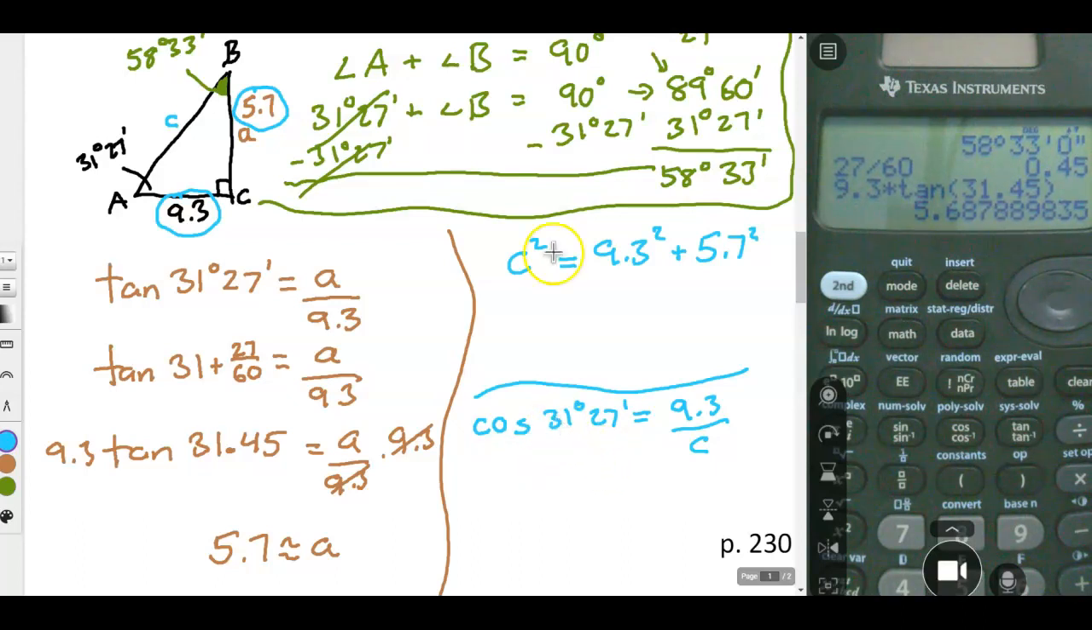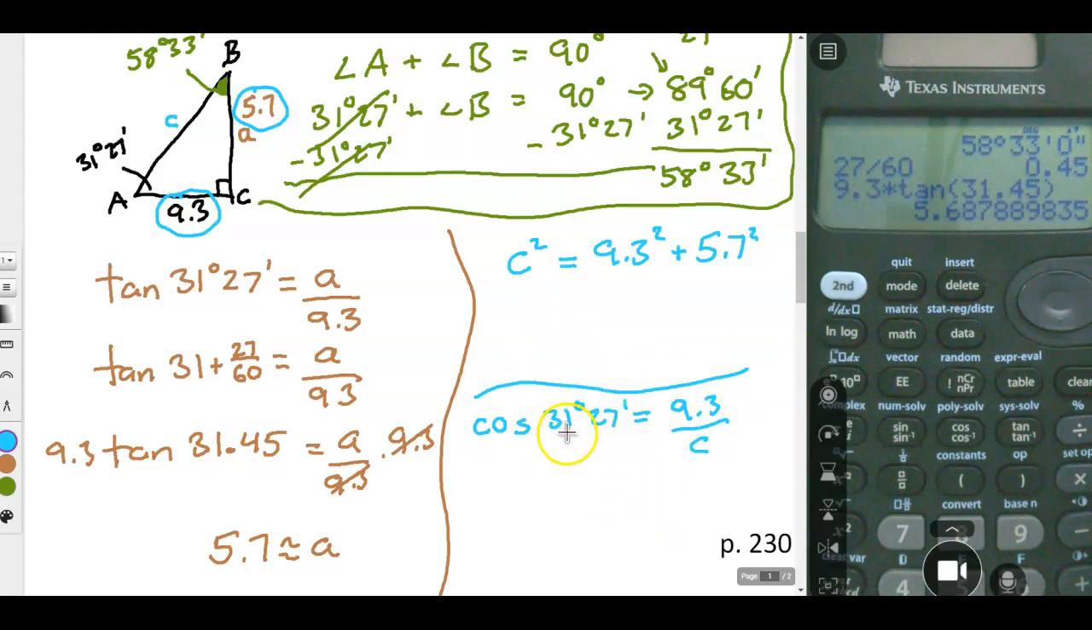Yep. Which one? The cosine one? Slightly, just because we know 5.7 is a rounded answer. It's really 5.687. So these decimals will be slightly different, with the bottom one being more correct. But with the accuracy that we're going for, I think the tenths place will come out to be the same anyway. But it's up to you.